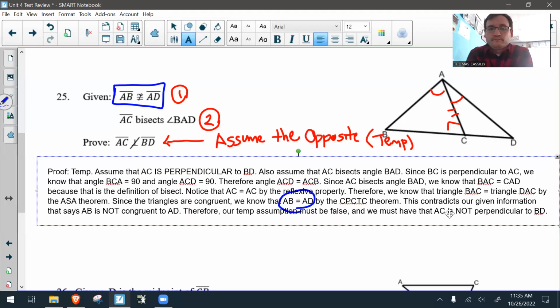So remember, the whole reason we were able to say that these triangles were congruent is because we temporarily assumed that they were perpendicular. So when we assumed they were perpendicular and it led to a contradiction, the opposite of our temporary assumption has to be the true one. We temporarily assumed AC is perpendicular to BD. We said that was false, so the only outcome is that AC cannot be perpendicular to BD. And this is how we prove something by a contradiction. And there we have it.